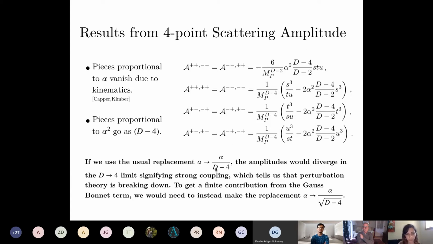So if we were to make the usual replacement, the amplitudes would diverge in the d goes to 4 limit, because we'd have 2 powers of d minus 4 on the bottom, so we'd cancel off one of the powers and then we'd have an extra one on the bottom. And so this would signify strong coupling. So if we want to get a finite contribution from the Gauss Bonnet term, we instead need to make this different replacement, which is alpha goes to alpha over square root of d minus 4.